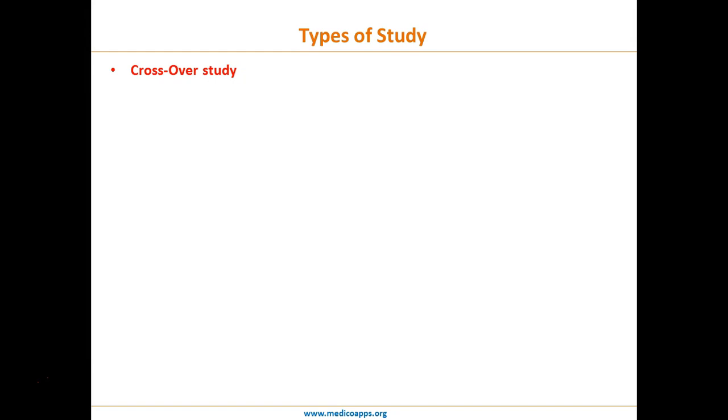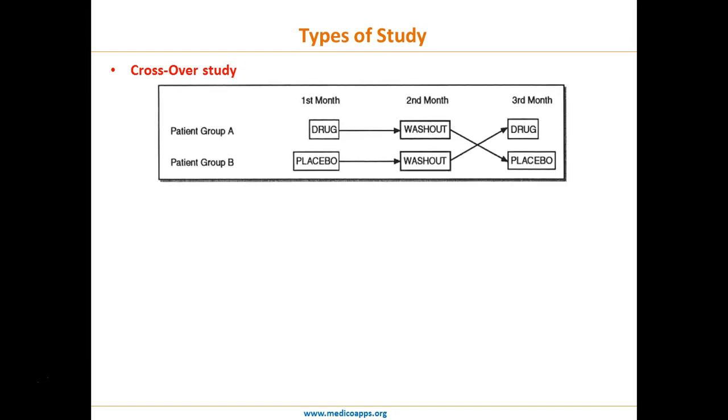Moving on to various kinds of study design, if we see experimental study design, the first is the crossover study. In a crossover study, each group of patients acts as their own control. So patient group A, in the first month, for example, is receiving the drug. The second month is a washout period of the drug, and in the third month they are receiving the placebo. So we can see the effect of the same drug in the same group of patients. So this is a crossover study.